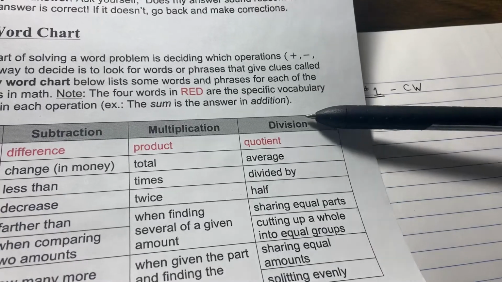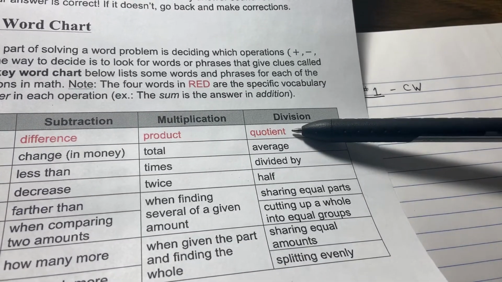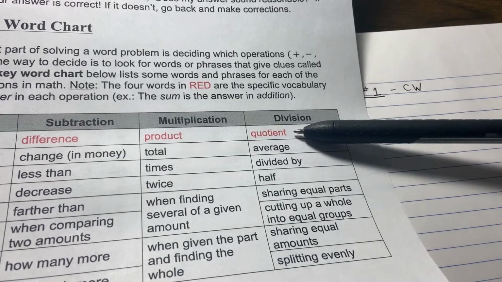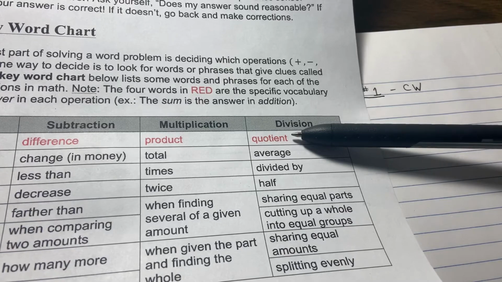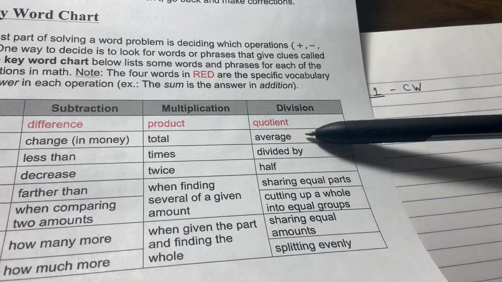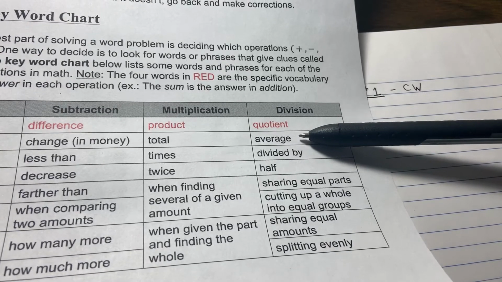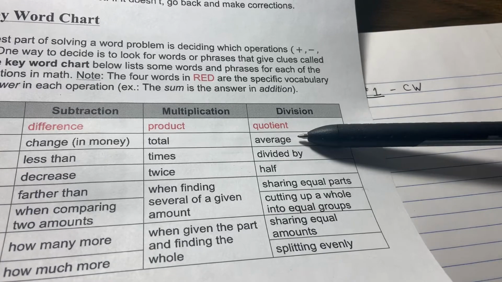Division, the answer in division is called the quotient, okay? That's just a fact, okay? There's no ifs, ands, or buts about it, all right? If you're told to find the quotient, you know you're looking for the answer in division. However, these other words and phrases can give you a clue to divide. So if you're looking for the average, okay, one of the steps in finding the average is to divide.